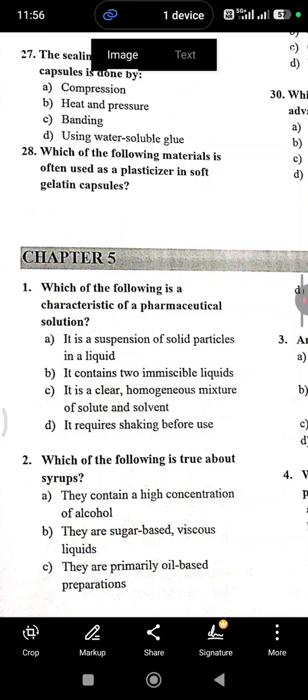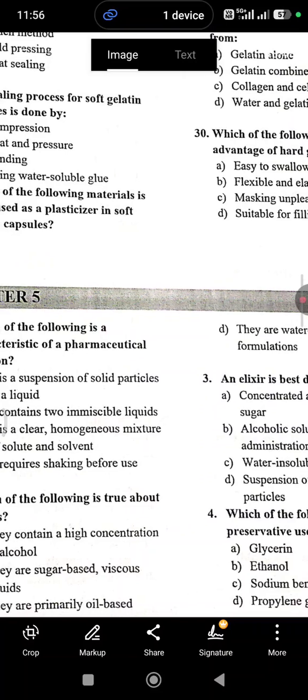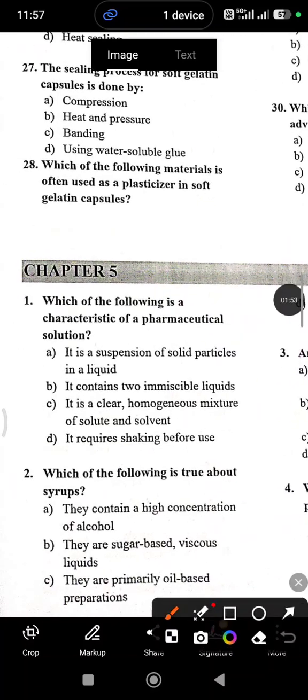Let's go to question number 2. Which of the following is true about syrups? Option A, they contain a high concentration of alcohol. Option B, they are sugar-based viscous liquids. Option C, they are primarily oil-based preparations. Option D, they are water-insoluble formulations. So the right answer of question number 2 is option B, they are sugar-based viscous liquids.